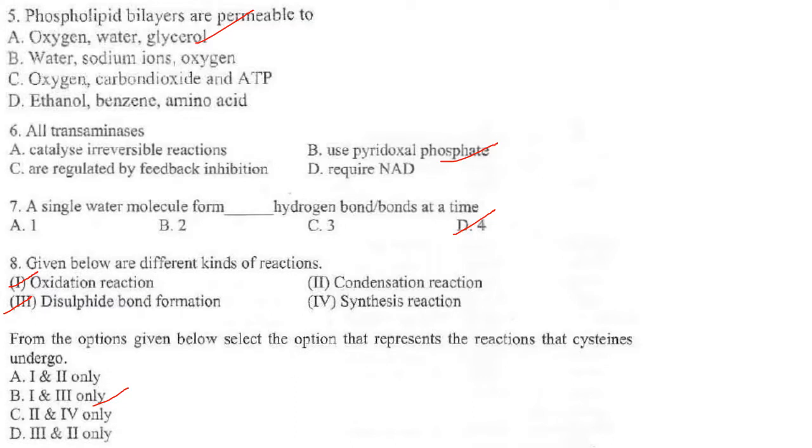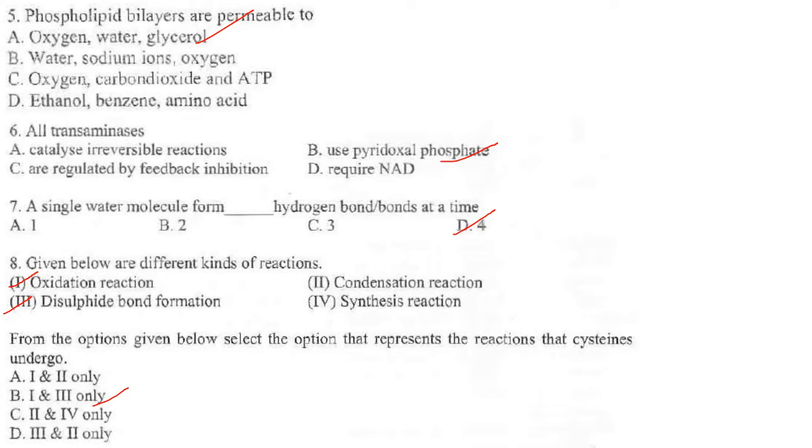Then phospholipid bilayers are permeable to oxygen, water and glycerol. Answer is option A. All transaminases use pyridoxal phosphate. Answer is option B. A single water molecule forms dash hydrogen bonds per bond at a time. So it forms 4. Answer is option D.